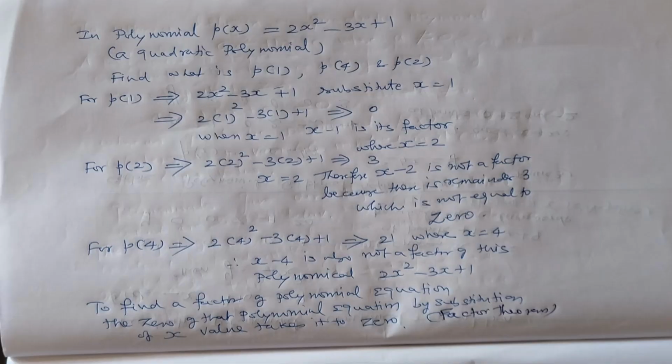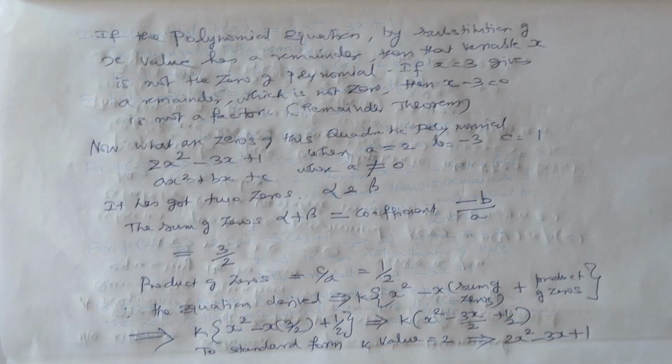To find a factor of a polynomial, if substituting the x value makes the polynomial 0, then that is the zero of the polynomial. That is the factor theorem. If substituting the x value leaves a remainder, then that value of x is not a zero of the polynomial. If x is equal to 3 gives a remainder which is not 0, then x minus 3 is not a factor.